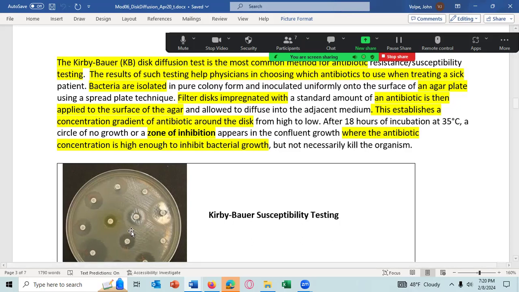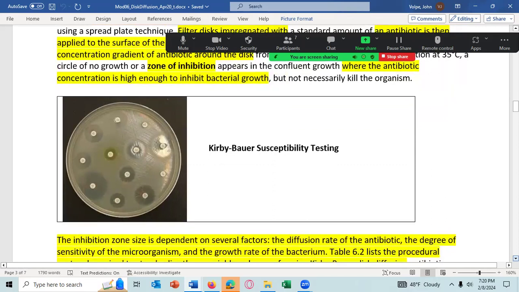All right. You then allow this plate to grow for about 18 hours at 35 degrees Celsius. And then you look at the size of the zone of inhibition. Where the antibiotic concentration is high enough, you'll see inhibition of bacterial growth. That may or may not kill the organism. It may only inhibit the growth. You then note that the size of the zone of inhibition is dependent on several factors. It is dependent on the diffusion rate of the antibiotic.